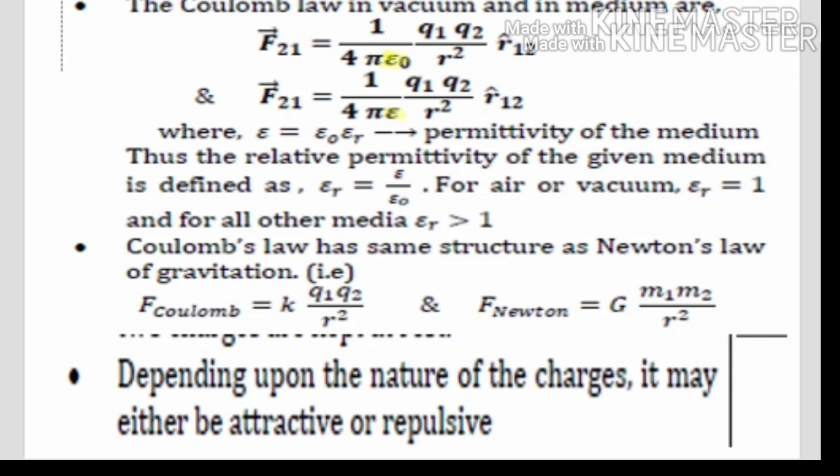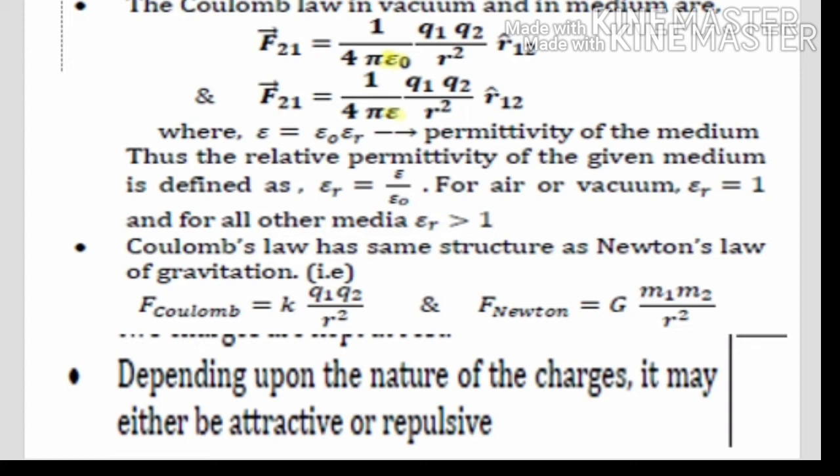If the charges are placed in any other medium, in that case the force on point charge Q2 by the charge Q1 can be written as F21 vector is equal to 1 by 4 pi epsilon into Q1 Q2 by r squared into r12 cap. In this equation, epsilon in the denominator indicates the permittivity of the medium. The permittivity of the medium can be written as epsilon is equal to epsilon naught into epsilon r. We discussed this in the last class itself.